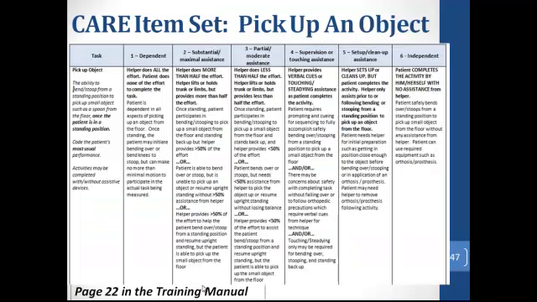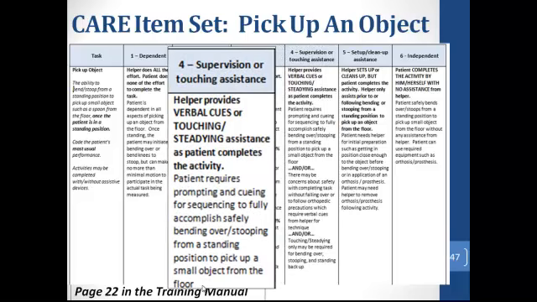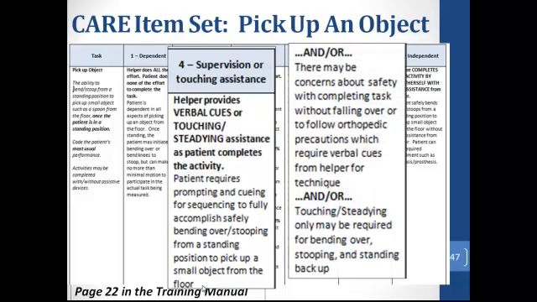The rating guide is on page 22 in your manual. For this item, a rating of 4 would be given if the helper needs to provide prompting or cueing to sequence the activity safely, as if the patient is bending or stooping over, or if the helper has concerns about safety with completing the task, and the therapist needs to remind the patient of some orthopedic precaution. Perhaps the helper needs to steady the patient at some point during the task or throughout those tasks. All of these would result in a score of 4.